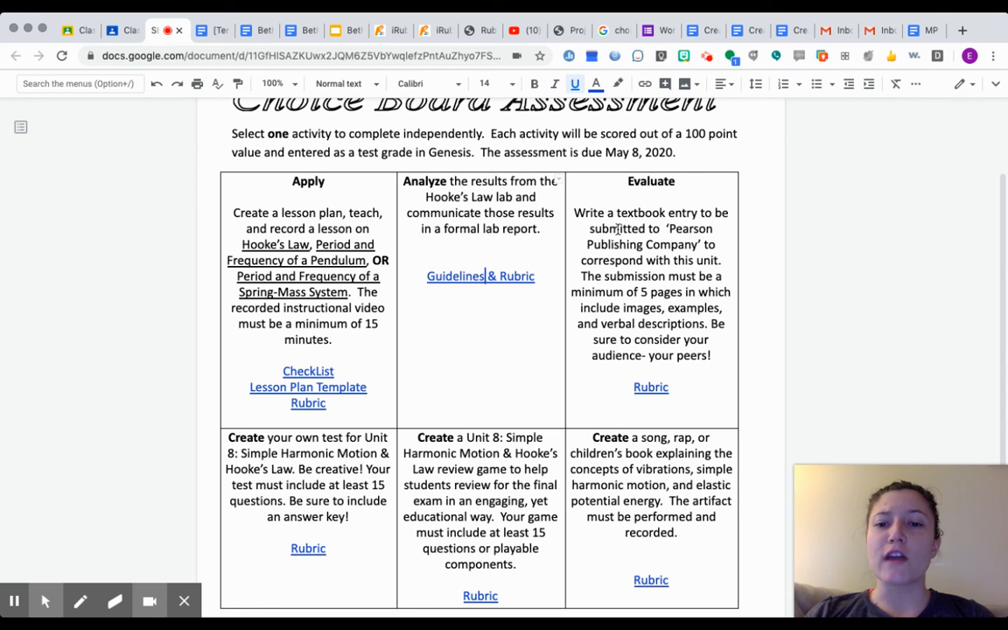So you're going to write a textbook entry to replace the simple harmonic motion unit. It should be a minimum of 5 pages. Please consider your audience, right? You want this to be interesting to someone your age reading it. So it should explain how to calculate the information. It should explain the formulas, but you want images, right? You want pictures, images, examples that are interesting.